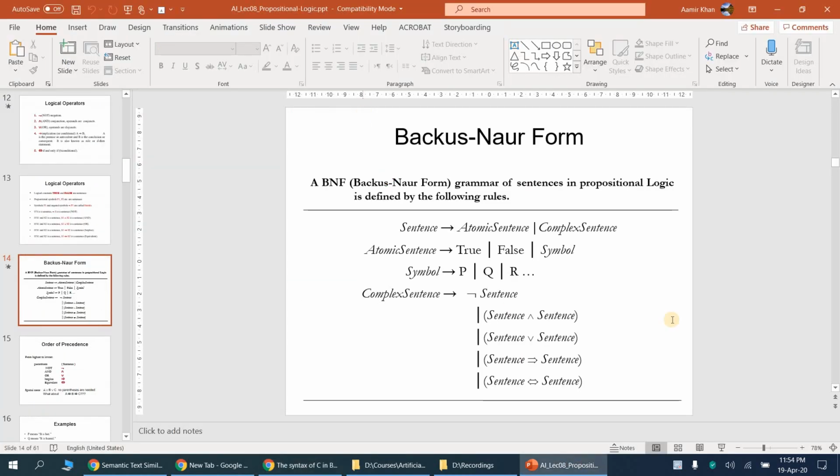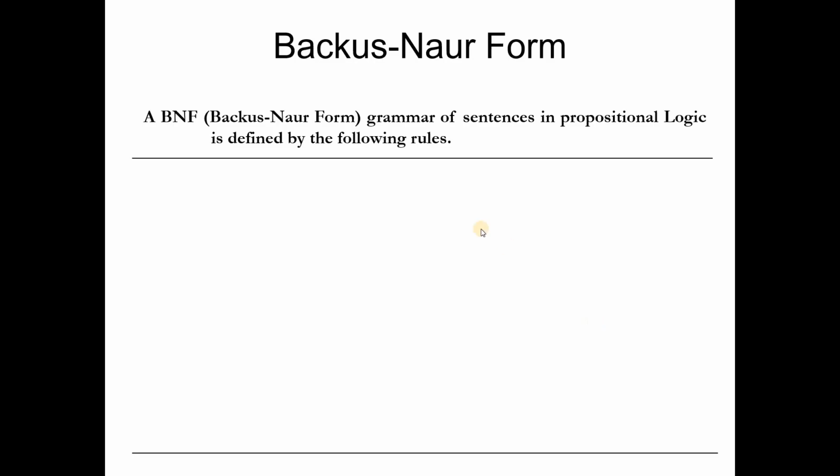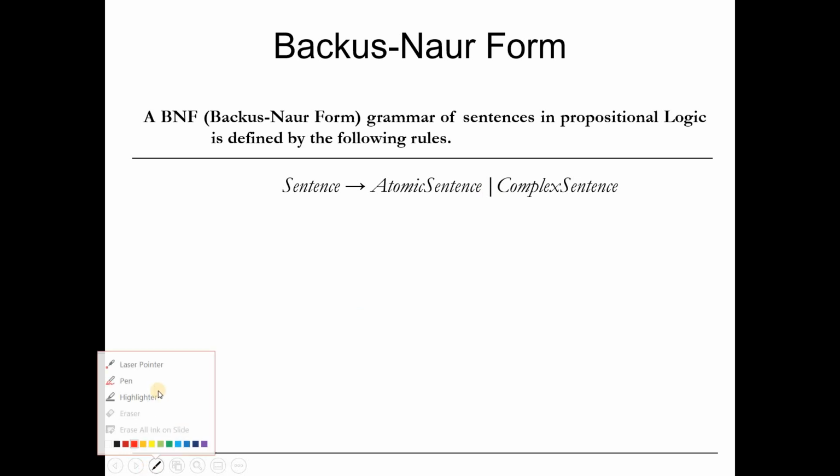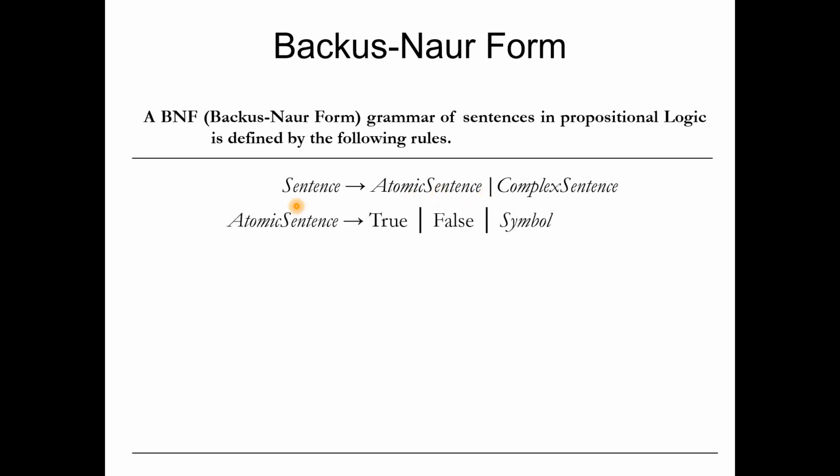So here is the Backus-Naur form which is given for this propositional logic, and it's very simple. How do we read it? Sentence. It can be an atomic sentence or a complex sentence. Now the meaning of the things will be defined step by step. What does atomic sentence mean? We don't know. We will discuss further.